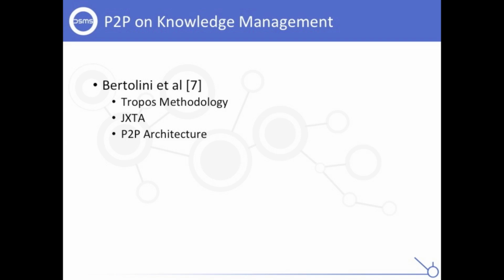Now we are going to talk about Bertolini's knowledge management peer-to-peer architecture. First of all, he uses the Tropos methodology. Then we are going to talk about the JHTA framework that he uses in his architecture. And finally, we're going to talk about his architecture as it is.